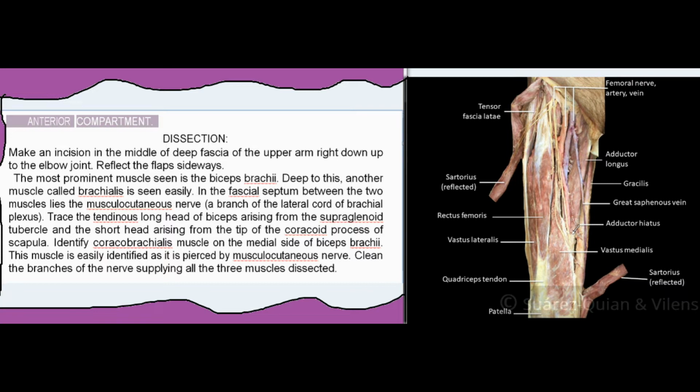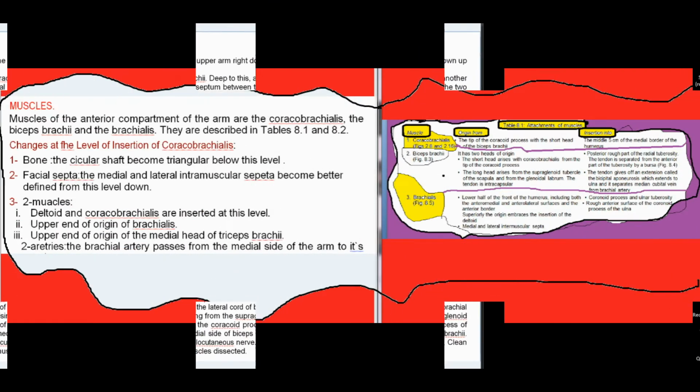Identify coracobrachialis muscle on the medial side of biceps brachii. This muscle is easily identified as it is pierced by musculocutaneous nerve. Clean the branches of the nerve supplying all the three muscles dissected.